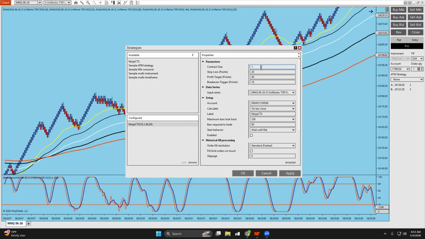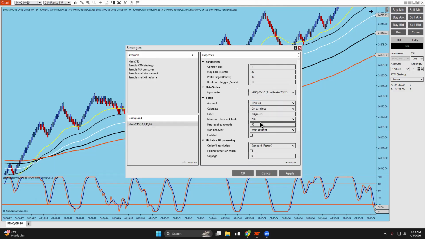It's just contract size. So you choose how many contracts you want to trade. Stop loss in points, profit in points, break even trigger in points. Simple. You don't really have to worry about any of this. You can do the account setup, which account you want the strategy to trade on, the demo account or live account. And all of this, I just leave how it is.